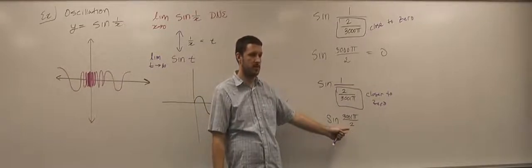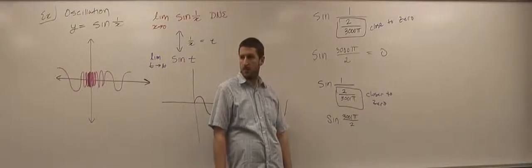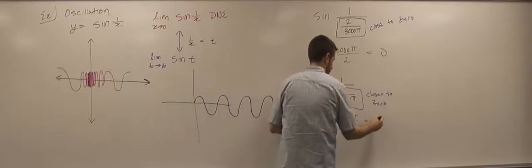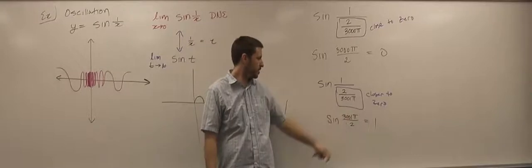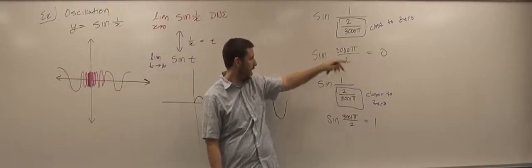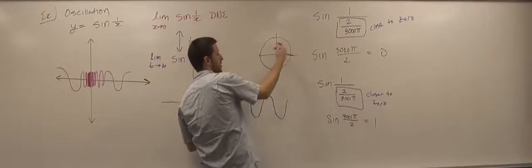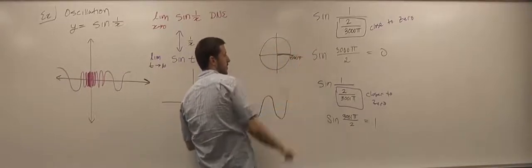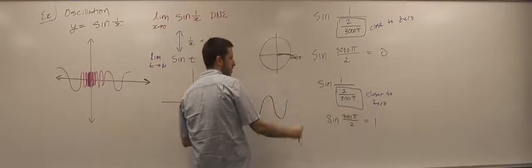This would be 1, right, because this is a pi over 2 reference angle. 3,000 pi over 2 ended up being 1,500 pi. So for this guy, you landed here. 1,500 pi lands here: 2 pi, 4 pi, 6 pi. If you keep going, this will be 1,500 pi on the unit circle. But this guy will go 1,500 pi, and then he'll have pi over 2 left over.